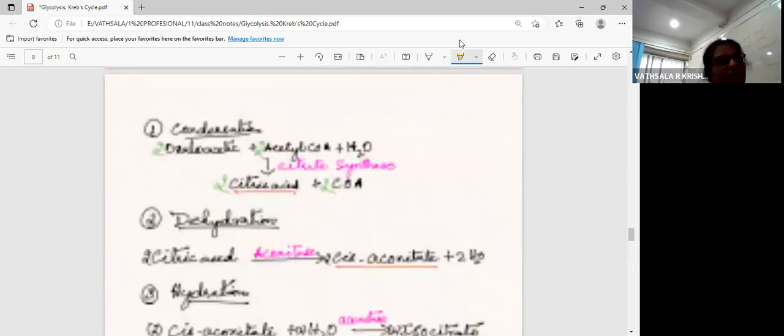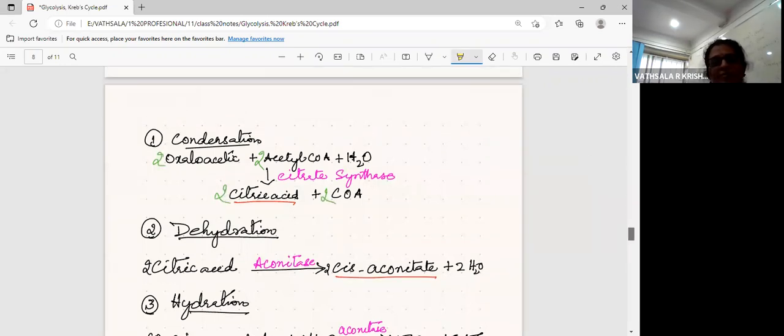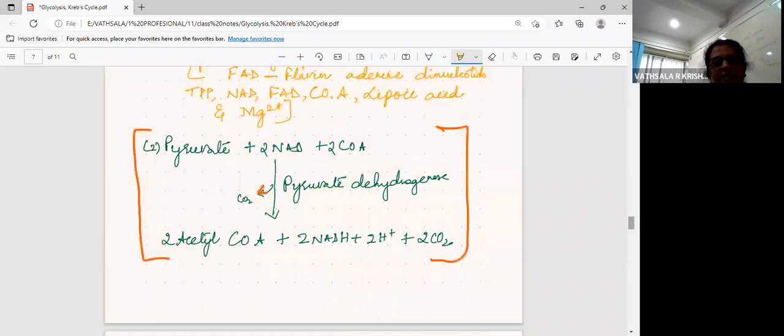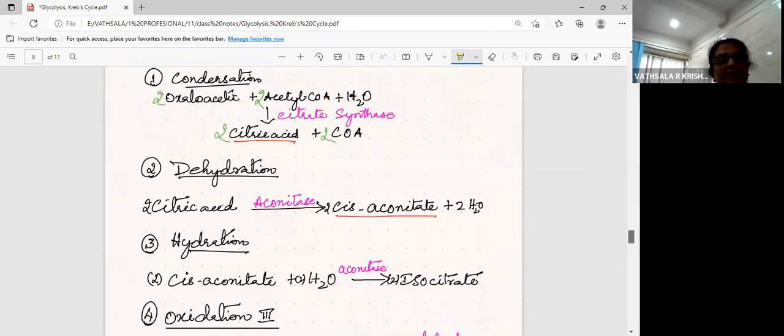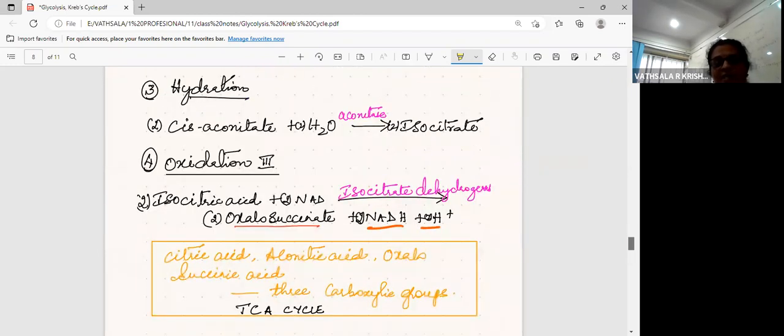Where is the second? I'm asking you. Did you notice here? Coenzyme A formation, this is the second. First in glycolysis, second is here with NADH, and third is during the isocitric acid to oxalosuccinic acid conversion.